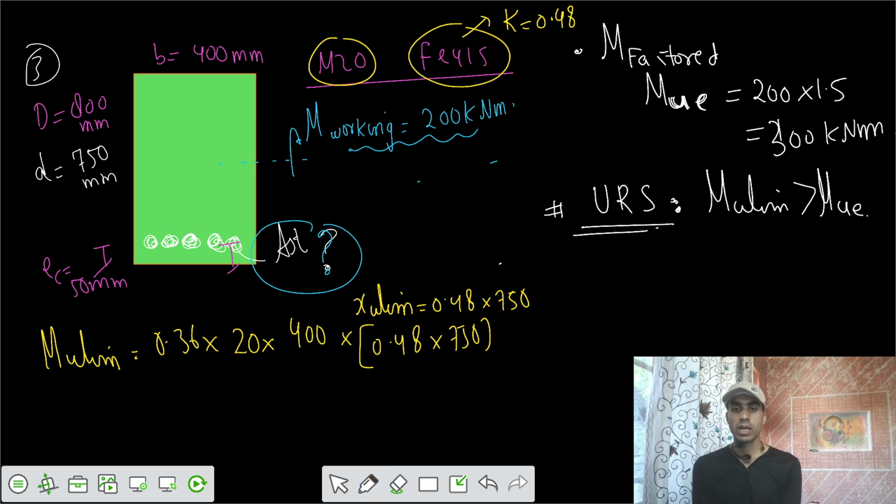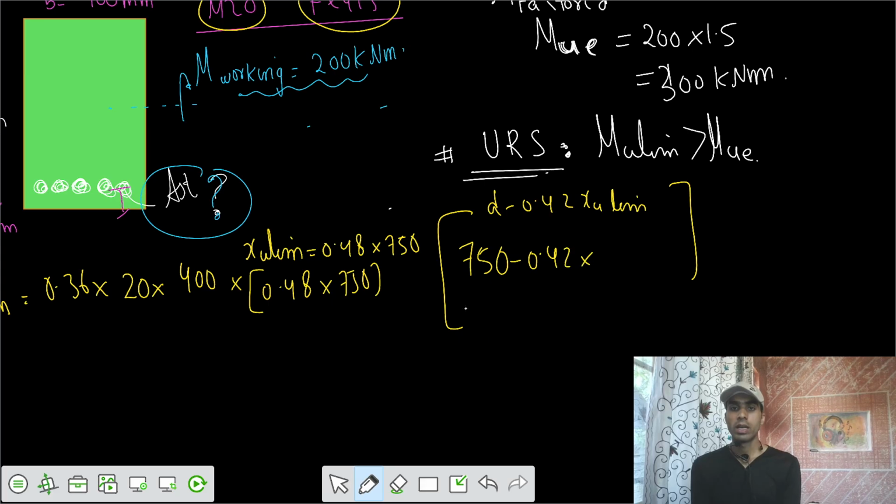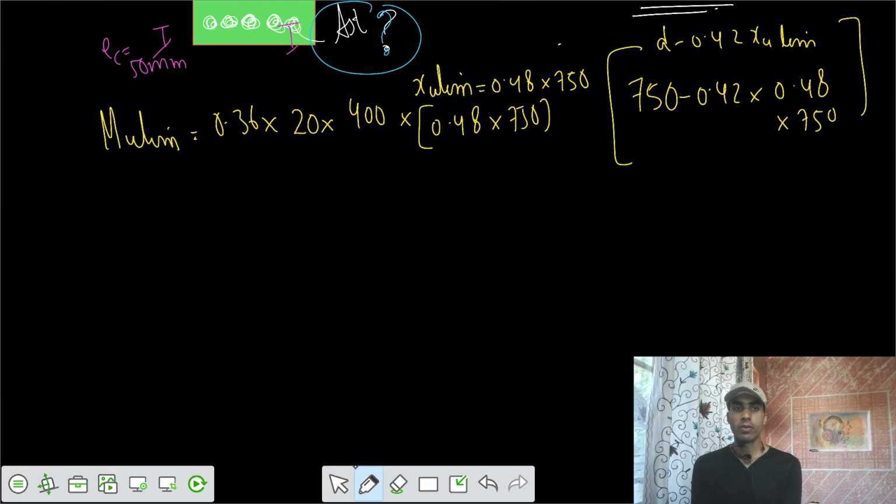This is the equation. And after that we have the lever arm factor of d minus 0.42 xu limiting. Then we can solve it, and I get the value of Mu limiting as 620.84 kilonewton meter.